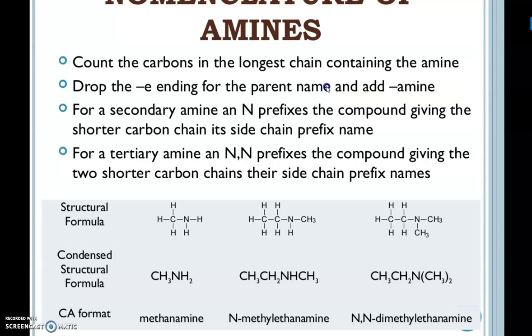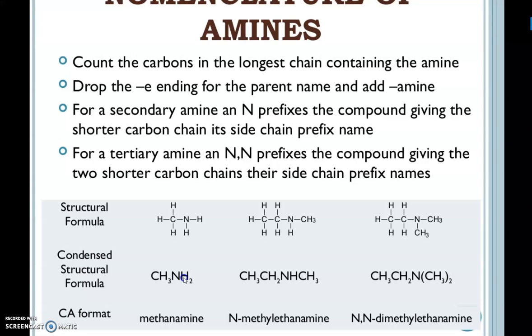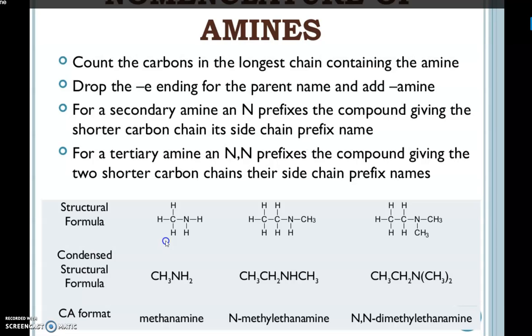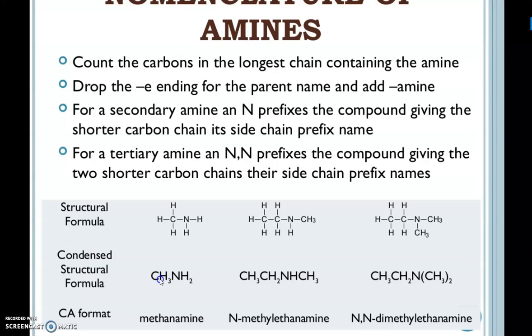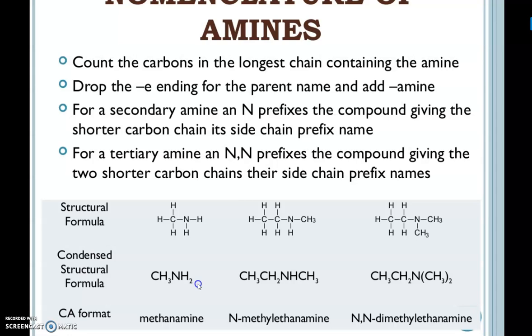Then drop the E ending of the parent name and add amine. For example, here you can see CH3NH2. If there is no NH2, what will the compound be? It will be CH4, methane. So instead of one H, an NH2 group is attached. The parent chain contains only one carbon, so it is methane. Drop the E of methane and add amine, so we call it methanamine. If it is ethane, ethanamine. Propane, propanamine. And there will be primary, secondary and tertiary amines.